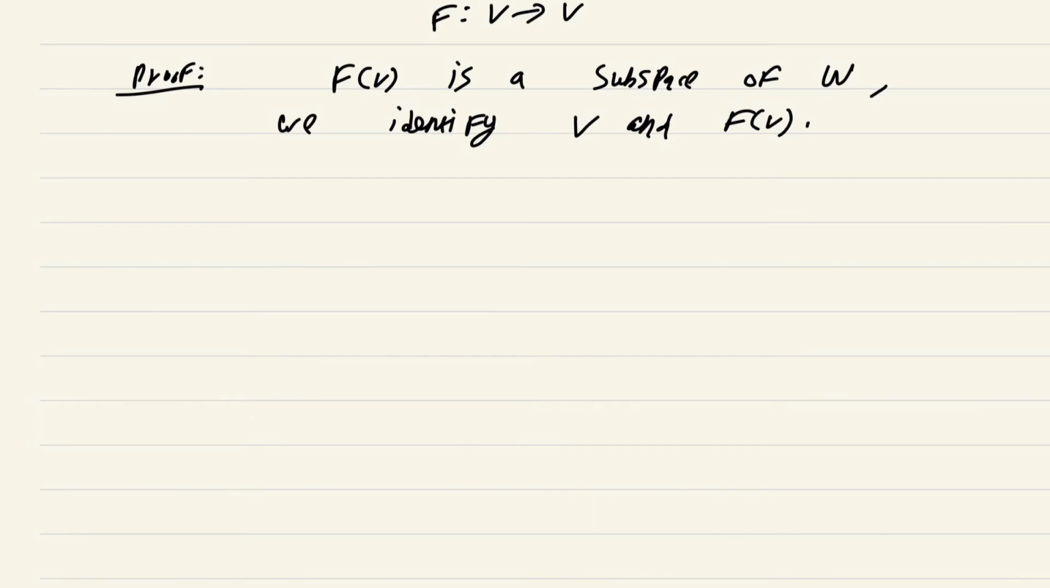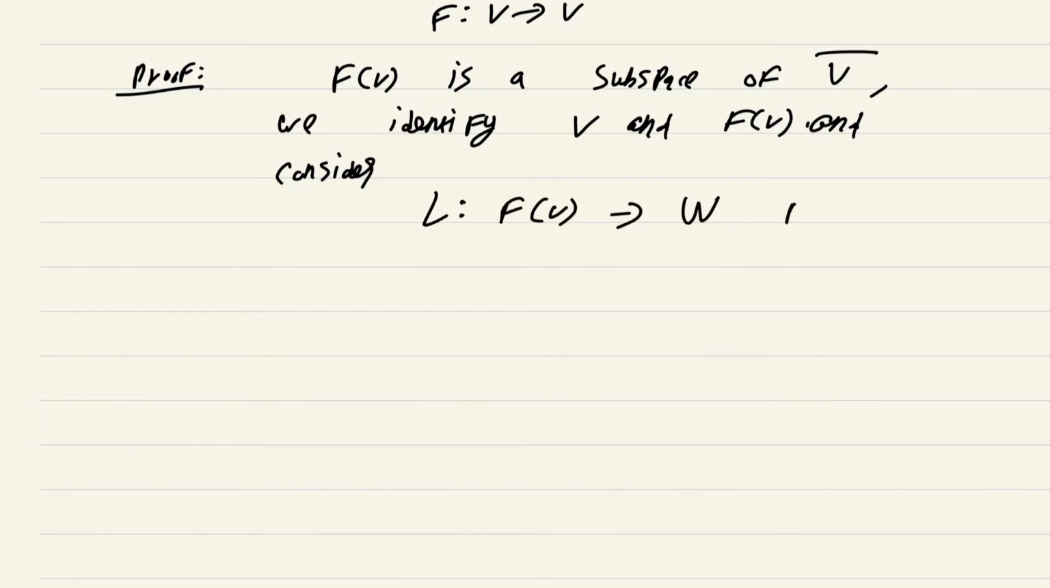So since f of V is a subspace of V bar, we identify V and f of V, and consider L to be defined from f of V to W, bounded linear. There is a bit of unwinding to do, and it's better that you do it by yourself rather than me explaining what is happening.